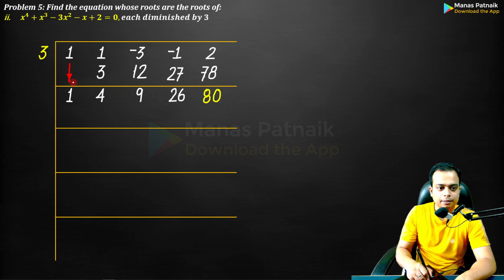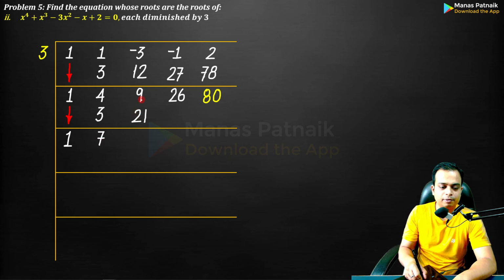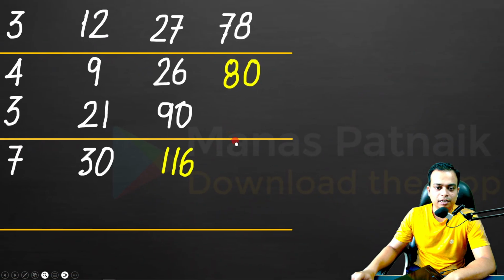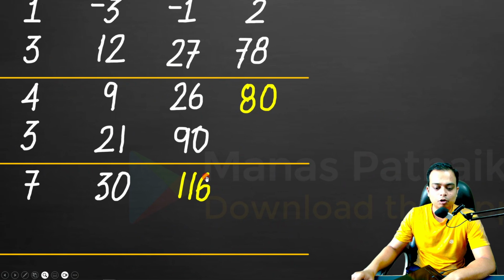Keep watching. 1 down. 3, 1, 3. 4 plus 3, 7. 7, 3, 21. 21 plus 9, 30. 3 into 30, 90. 90 plus 26, 116. Done. You need to stop. This is another remainder. You can see I have used a different color. All the remainders have been marked yellow.